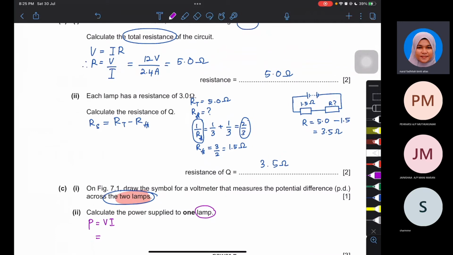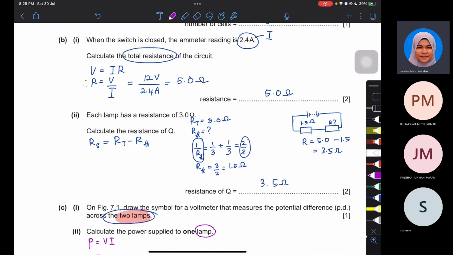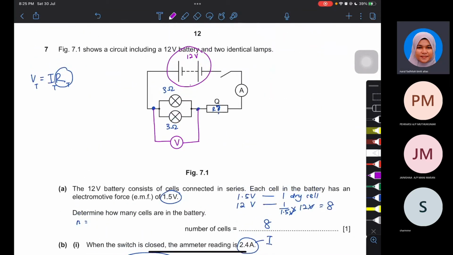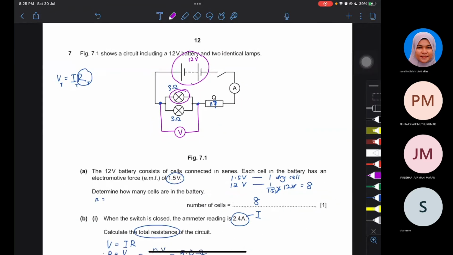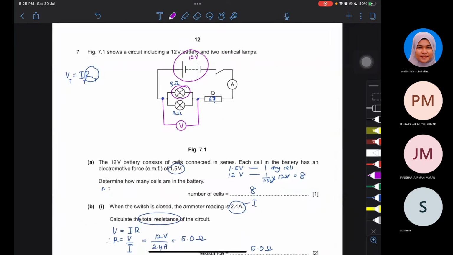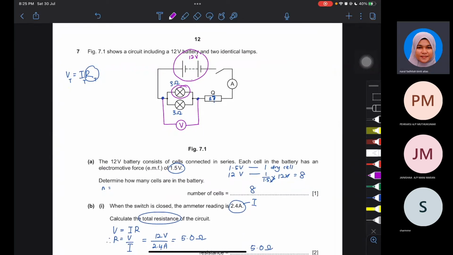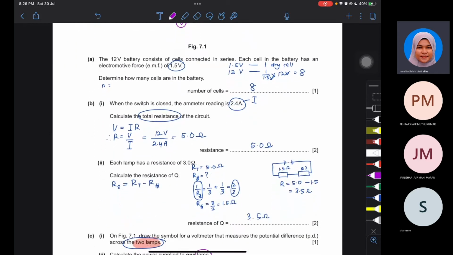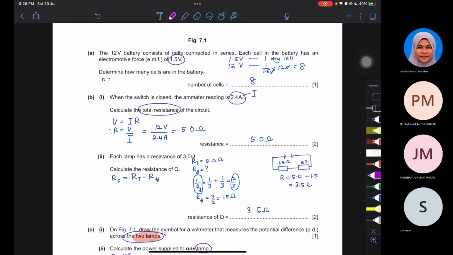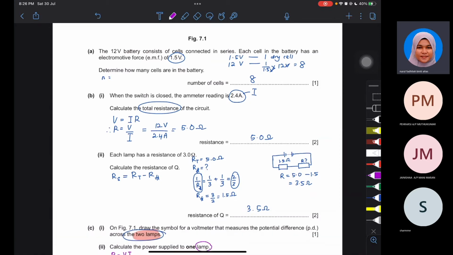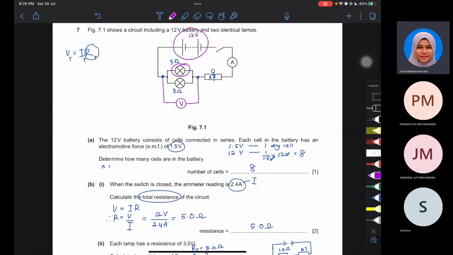1.2. Sekarang ni dia ada bagi tak voltage across one lamp sahaja, one lamp sahaja, ada tak? Tak ada kan? Ada, teacher. So macam mana awak nak dapatkan the voltage? Where can you find the voltage? Kita dapat 3.6 as the voltage. Mana dapat 3.6 tu? Kat sini lah sebab macam ni.